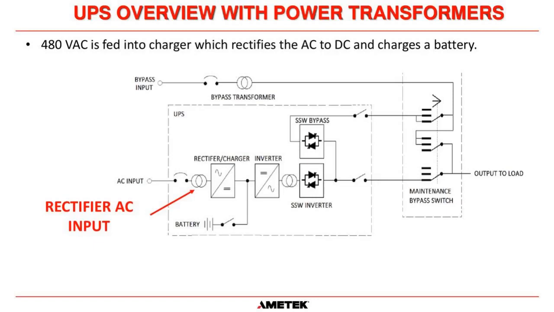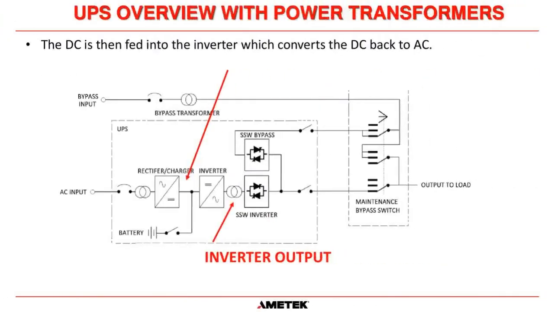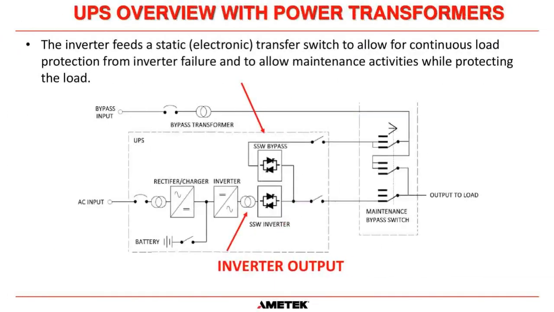That goes into a rectifier and converts that voltage to DC. Coming out, we've got DC that's also feeding the battery and goes into the inverter. The inverter switches the DC off and on, and at the output we've got AC. This can be single phase, three phase, just about any voltage you want.